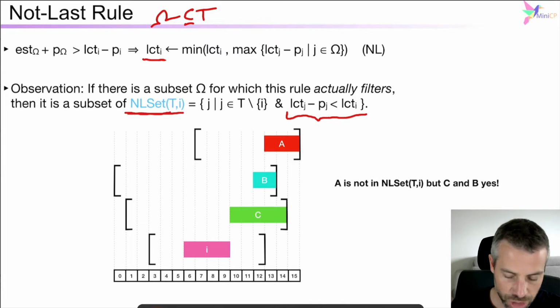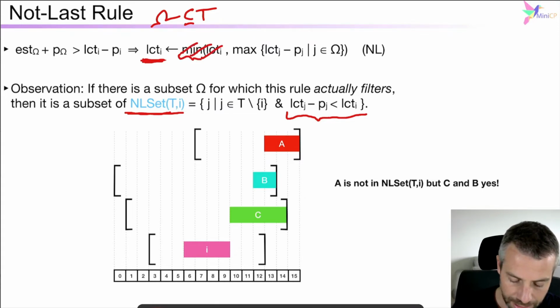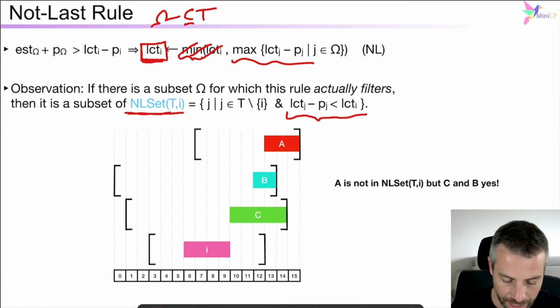It's composed of the activities J such that the latest completion time minus the processing time of activity J is less than the latest completion time of I. That's exactly the set for which, when you take the minimum between these two, you can drop the minimum there, and the maximum there will be less than the latest completion time of I. So if we have a subset of omega that gives an update of the latest completion time of I, it must be a subset of the set that we call the not last set of the activity I.